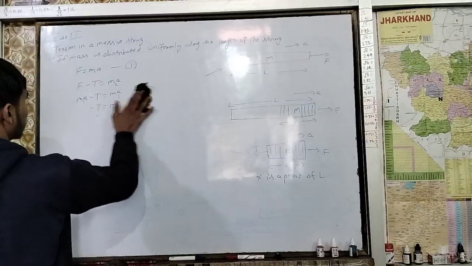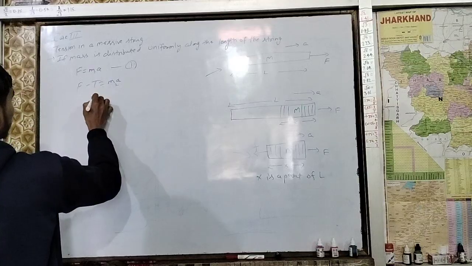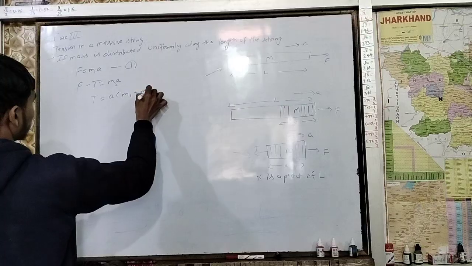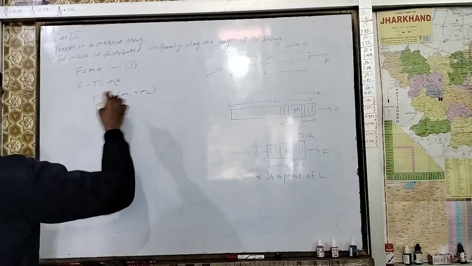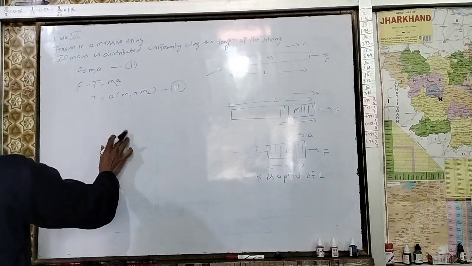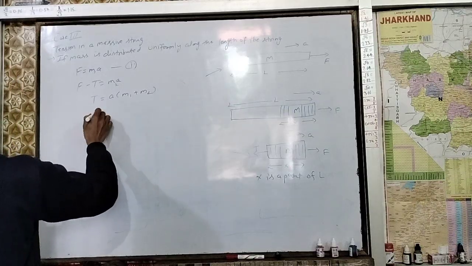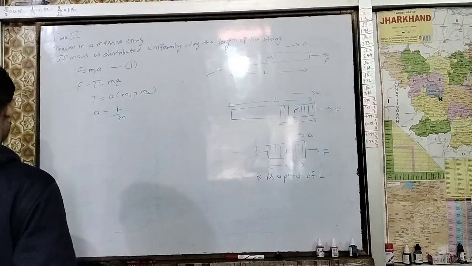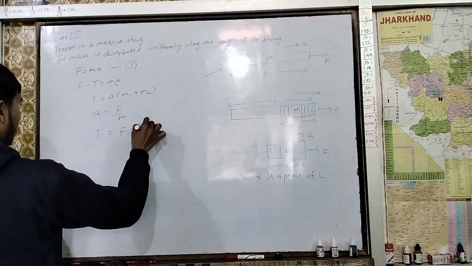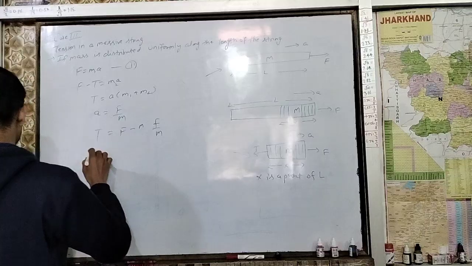Or there is another method. Just find the value of T over here, which is equal to A into m1 plus m2. This is the first equation of m1, and that's the second equation. Just put the value of A. Just understand, to calculate A, you have F upon M, net external force upon net mass. Your T will be F minus M into F upon M. F upon M, this is your tension.